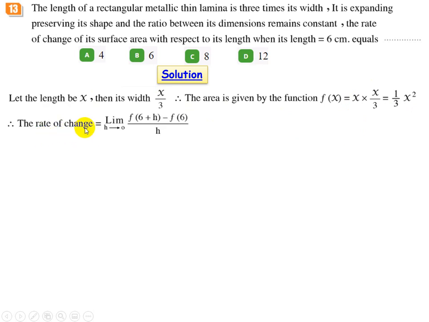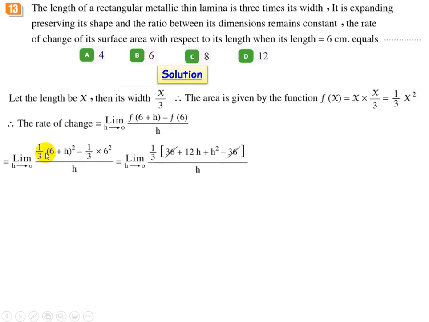The rate of change is the limit as h tends to 0 of f of 6 plus h minus f of 6 over h. Substituting in the function 1 over 3 x squared, it will be the limit of 1 over 3 times 6 plus h all to the power 2 minus 1 over 3 times 6 squared, over h. Expanding the bracket and simplifying, and substituting h equals 0, the final answer is 4.